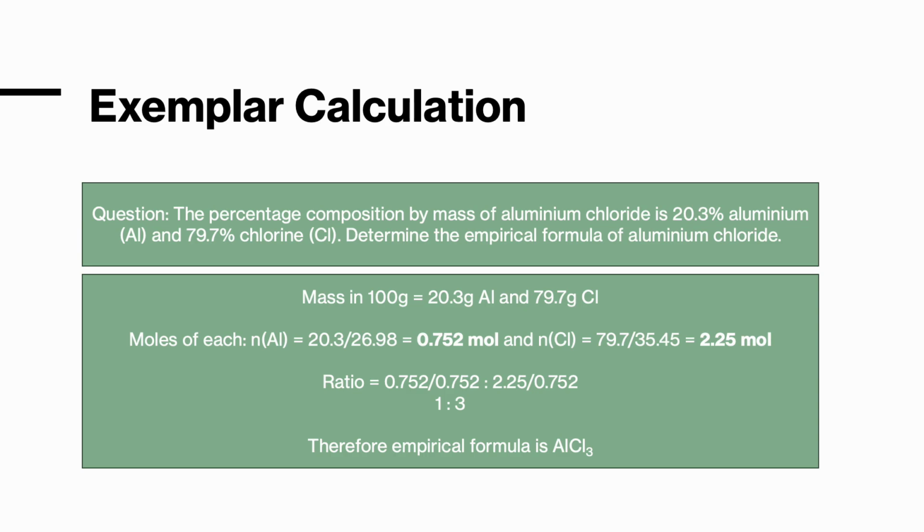We find the moles of each of these. We get the mass divided by the molar mass of aluminum, which gives 0.752 moles. And the same for chlorine. The mass of 79.7 divided by 35.45 gives us 2.25 moles. To find the ratio, we divide both of these moles by the smallest number of moles, so divide both of them by 0.752, which gives us a ratio of 1 to 3. Therefore, the empirical formula of aluminum chloride is AlCl3.